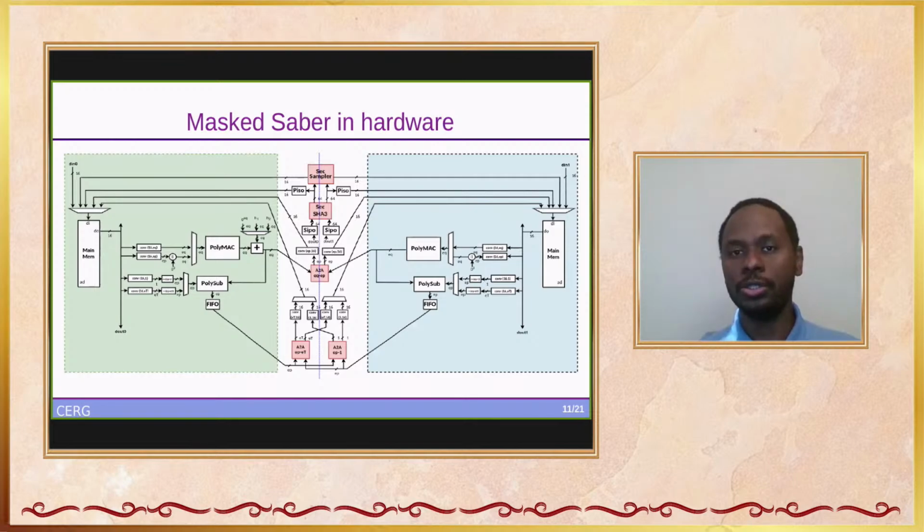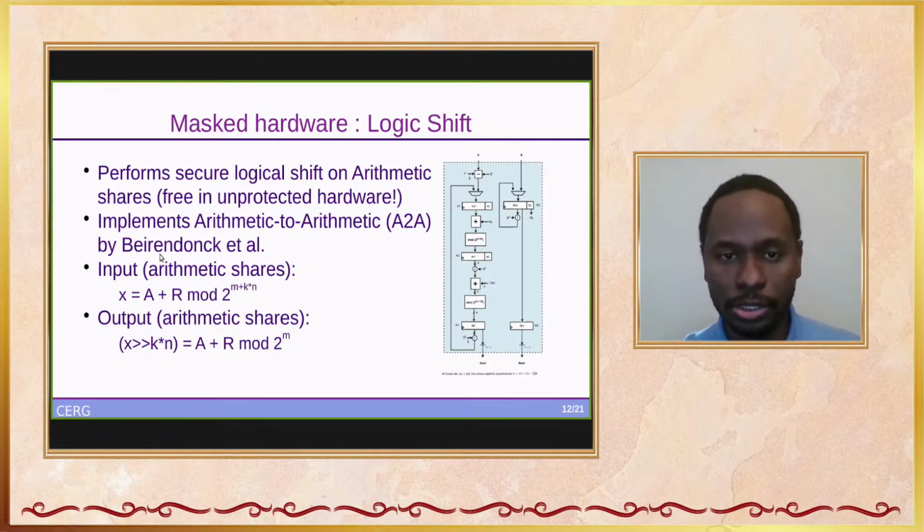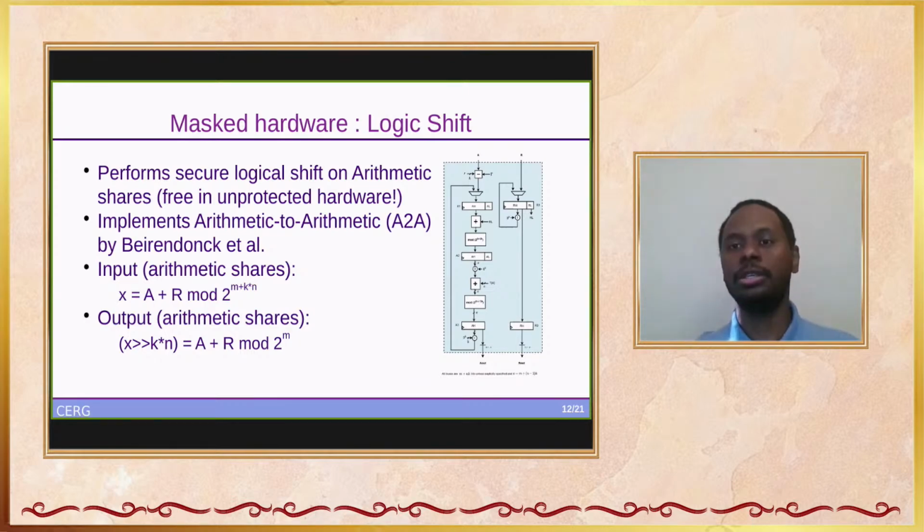Here I'll briefly discuss some of the major units we used in the masked hardware. For example, this is the logic shift unit. The compression is done by bits on the polynomial coefficients. Basically, this operation is free in unprotected hardware because you just discard the bits. In the protected implementation, it's more difficult because you receive arithmetic shares, and the logic shifting is a Boolean operation. The idea, which is taken from the work by Beirendonck and others, is that we did the hardware implementation for that algorithm. It receives arithmetic shares, does the shifting, and eventually outputs arithmetic shares that are usable for the polynomial arithmetic units.